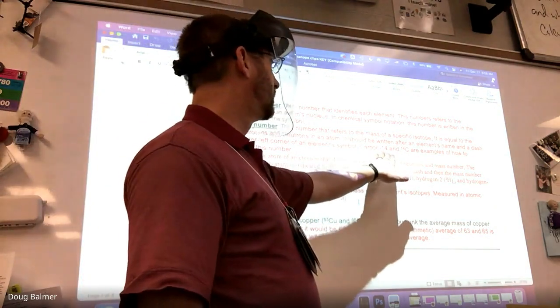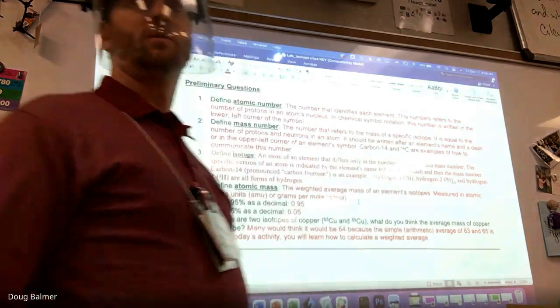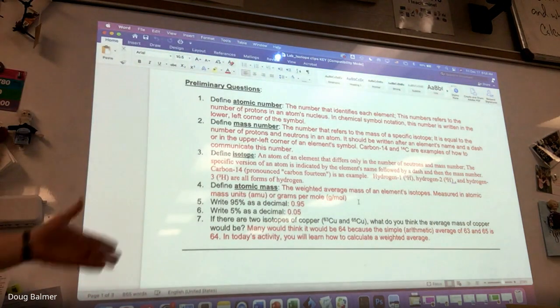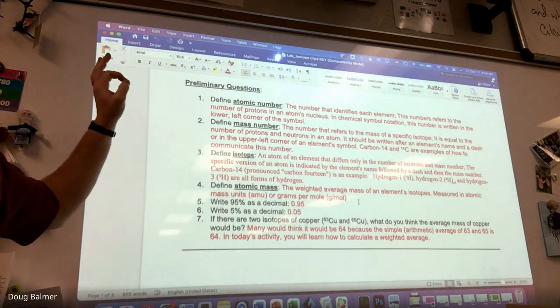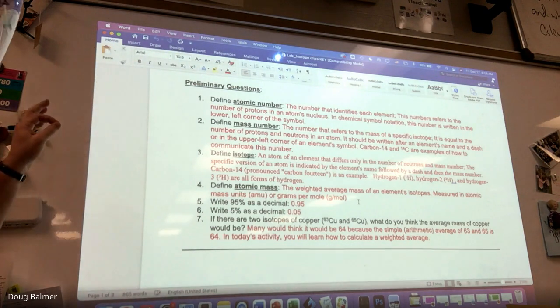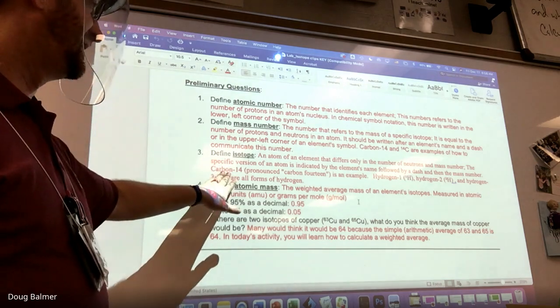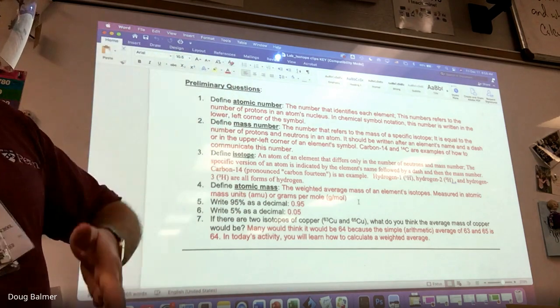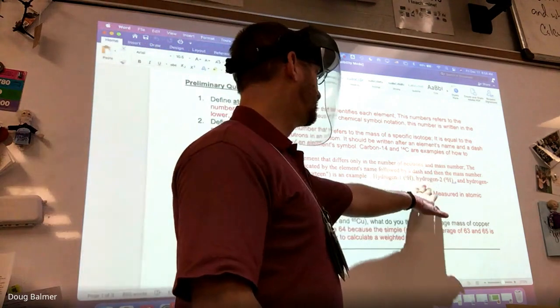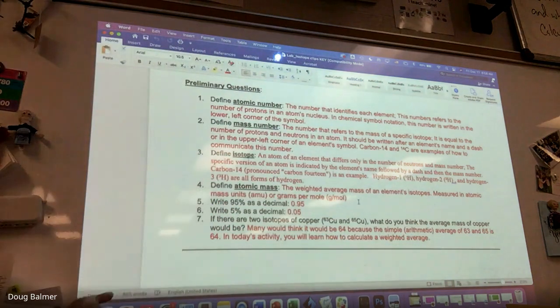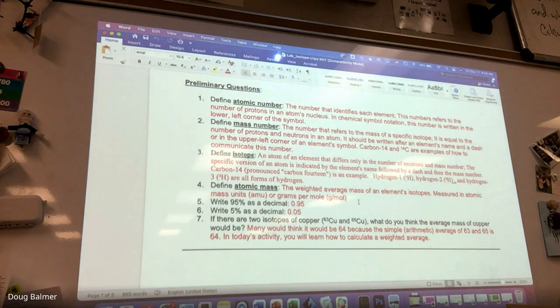You could have carbon-14, carbon with a mass number of 14 in the top left. An isotope is a specific weighted version of an atom. So, for example, carbon 14 is different than carbon 12. Hydrogen 1, hydrogen 2, hydrogen 3 would all be isotopes of hydrogen.